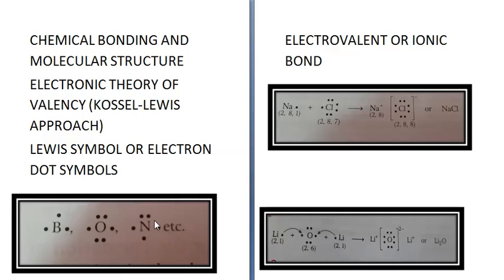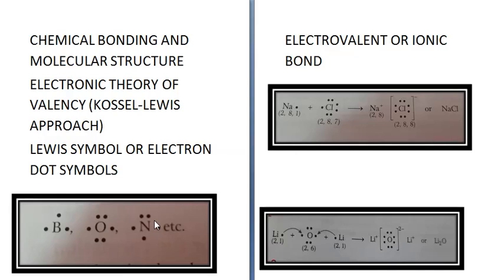Now next is electrovalent or ionic bond. A chemical bond formed between two or more atoms by transferring electrons from one atom to the other atom is called an electrovalent or ionic bond. And the compounds formed by such a bond are called ionic or electrovalent compounds. The number of electrons which an atom loses or gains while forming an ionic bond is called its electrovalency. Let us see a few examples of ionic bond, like in case of sodium chloride.